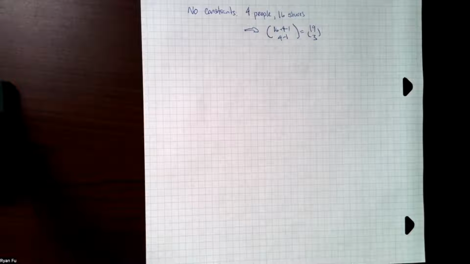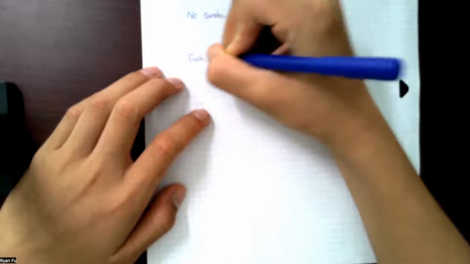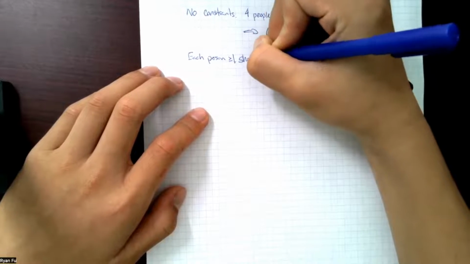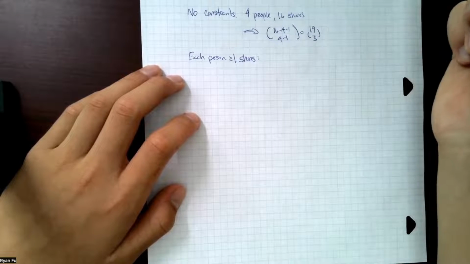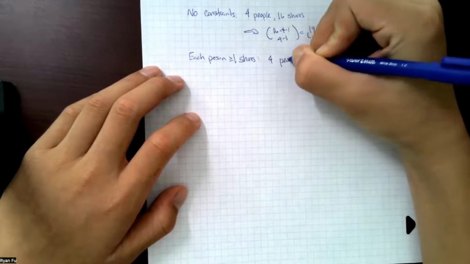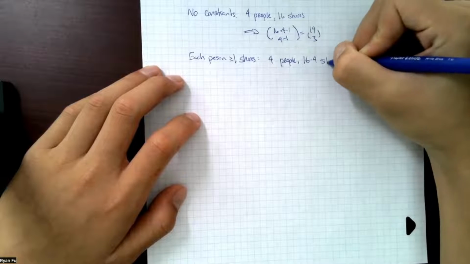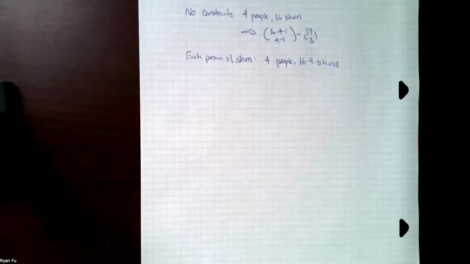So from here, we can easily jump to the first constraint, which is each person has greater than or equal to 1 share, right? So from this, we can directly give everybody a share at the beginning. So it's still 4 people, and 16 minus 4 shares, since you're starting everybody off with a share already, just to ensure that they all have a positive amount of shares.